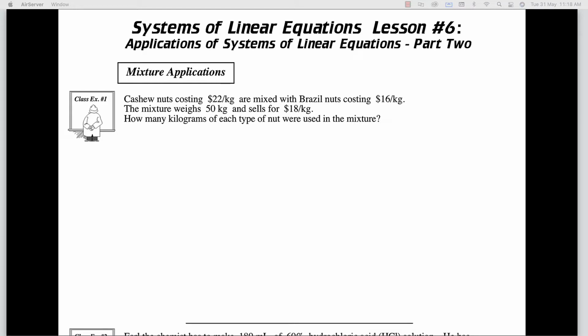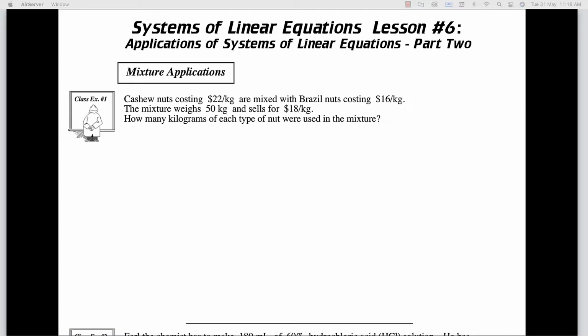Here we go. So we're going to take a look at systems of linear equations, which means we're going to be making two equations for a line and then solving for the x and y.